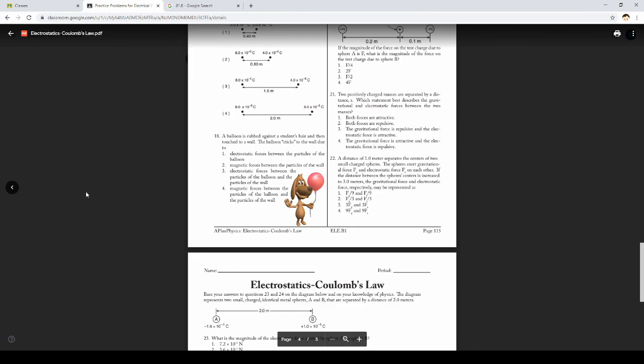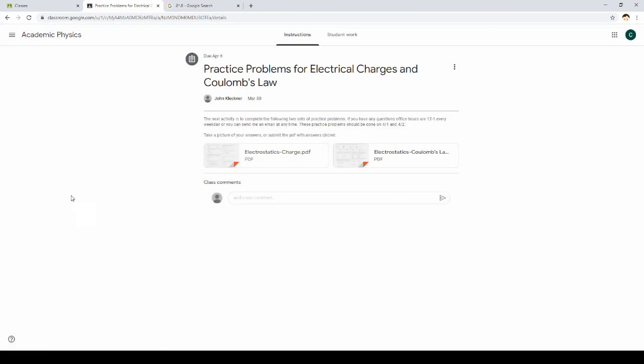So that'll do it for this video going over the electrostatics worksheets on electrical charges and Coulomb's law. Make sure you go back and review any questions that you had difficulty with, as we will be having a quiz on this, a spot check on this shortly.